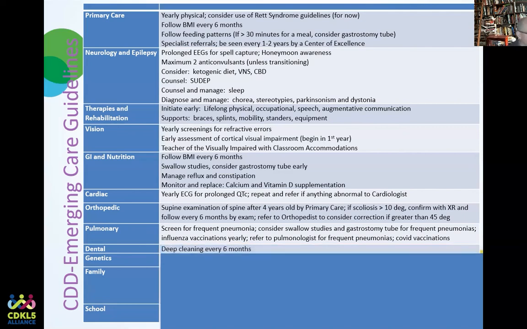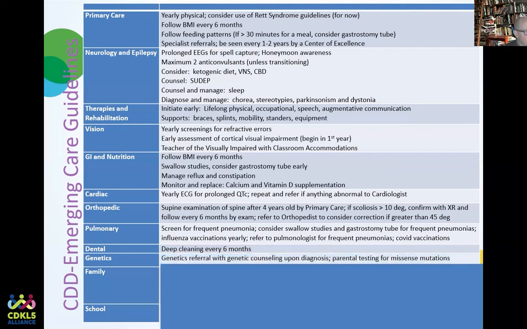For dentistry, deep cleaning should be considered every 6 months. For genetics, I think a genetics referral with genetic counseling should happen upon diagnosis. And there should be parental testing if missense mutations are present.